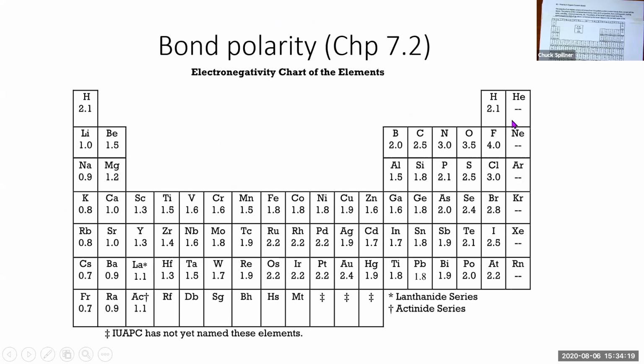And you notice we don't include electronegativities for the inert gases. That's because they don't typically form chemical bonds with other atoms. And so the highest electronegativity, it's not hydrogen up here. Hydrogen's 2.1. It's here, it's fluorine. Fluorine is the element with the highest electronegativity.